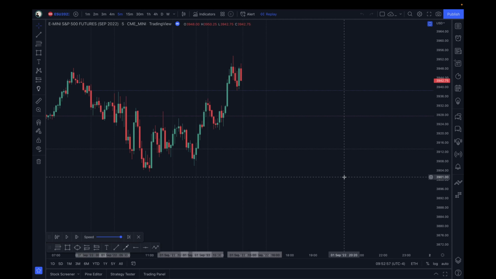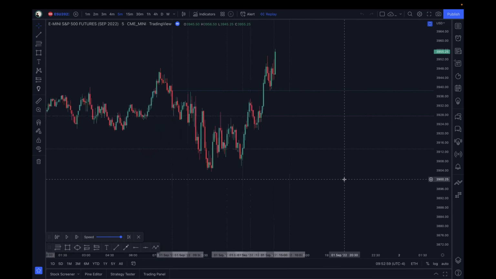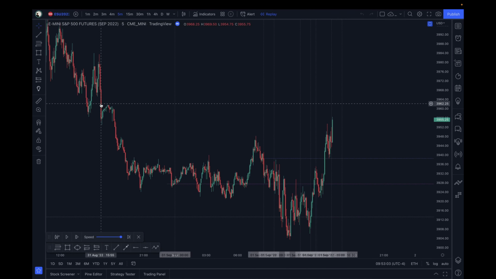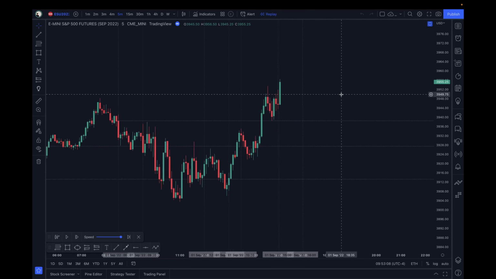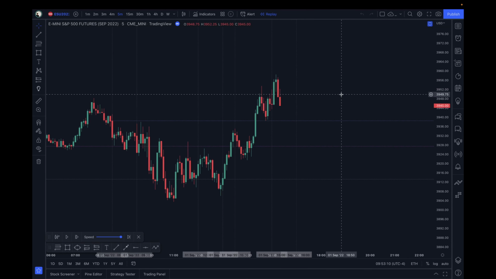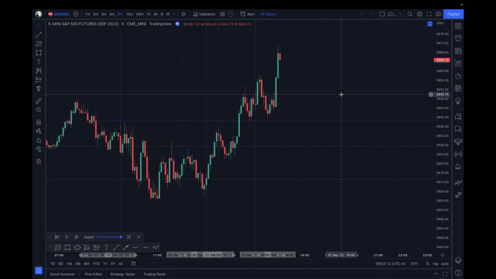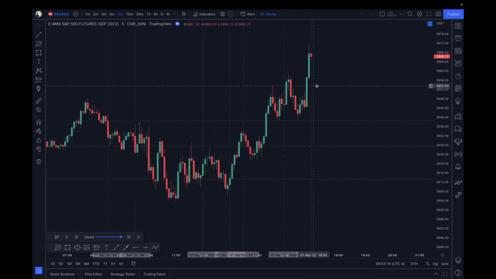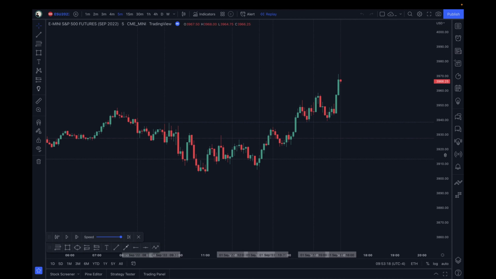The price is just going up. So we didn't have a clear bias right here. Price might reach this fair value gap right here, but we didn't have a clear bias, so we won't participate. Price reaches, and we're done for the day.